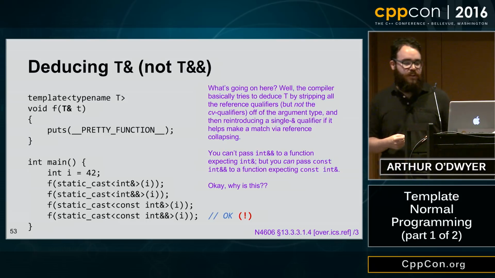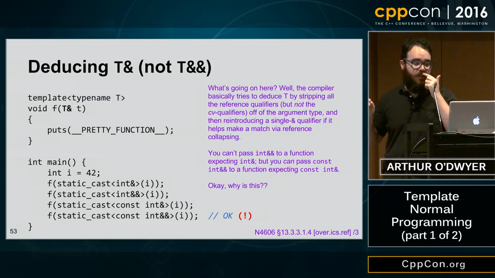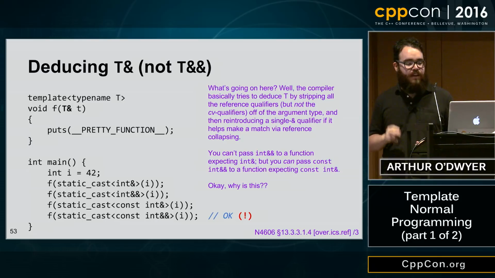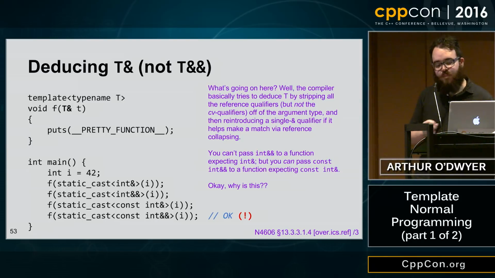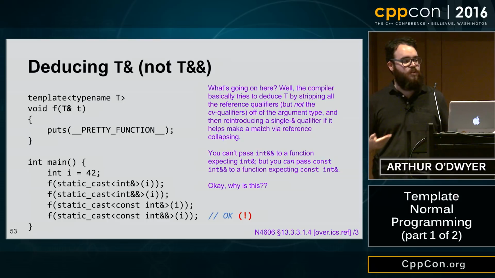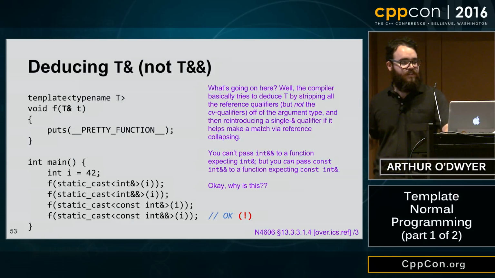What's going on here? Well, the compiler tries to deduce t by stripping off all the ampersands, but not the CV qualifiers, off the argument type. And then if it helps make a match by reference collapsing, we'll reintroduce a single ampersand, but never two. And in this case, that actually does help make a match. You can't pass an unqualified int ref to a function expecting int ref, because that would break all sorts of things. It's nice to be able to overload on the R valueness of a thing. But you can pass const int ref to a function expecting an L value reference to a const. Why is this? And the answer, what's that? Const is const?